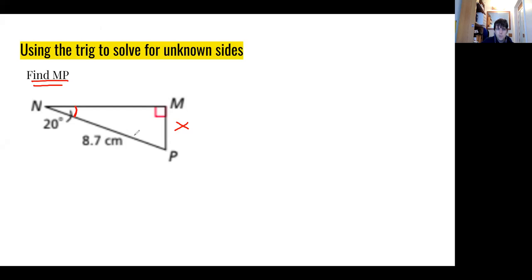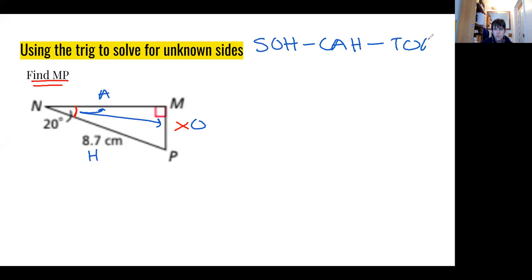Second step, let's label our triangle. We have the hypotenuse down here. We have the opposite side over here. And then we have the adjacent side right here. So hypotenuse, opposite, adjacent, we have everything labeled. Now we need to choose which of the 3 trig functions and trig ratios we're going to be using in order to solve this. So I'm writing out my mnemonic device, SOHCAHTOA.